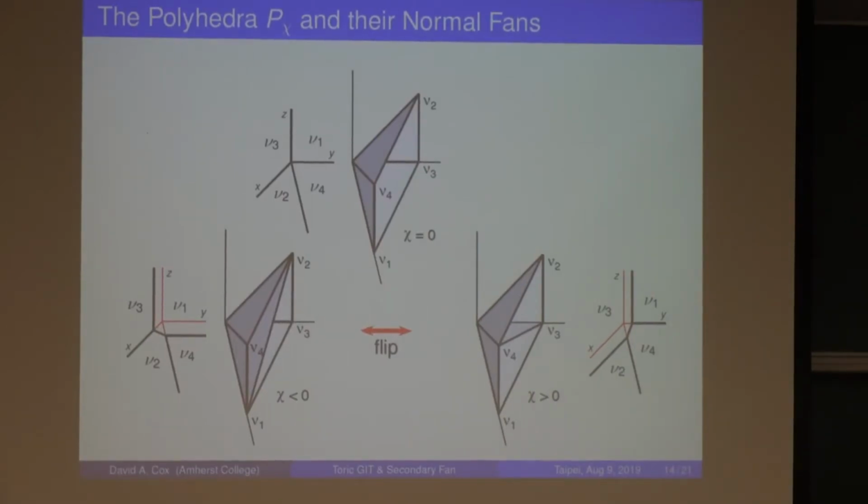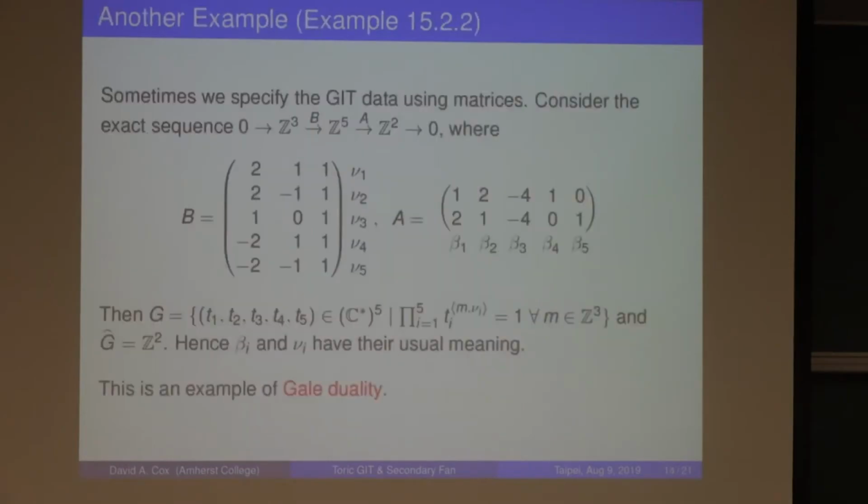So again, even though this is an incredibly simple example, there's some really rich stuff going on here. Now the next thing I want to talk about is a quite different example. When you work with this stuff, people can present the basic information in more than one way. I gave an approach where I started with the group G and let everything unwind from that. Sometimes people do it a different way. They specify the GIT data using matrices.